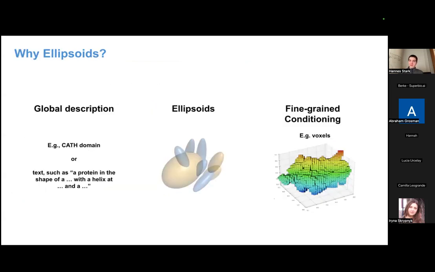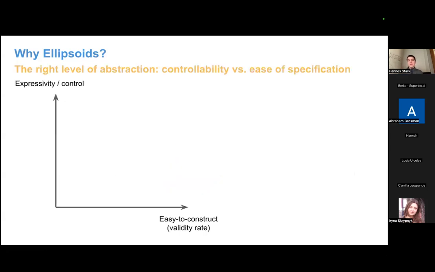Okay, but then why do we specify the stuff as ellipsoids? Our argument is that this is a nice trade-off between very fine-grained specifications of a 3D layout and very coarse-grained global specifications. In the middle of this, there are ellipsoids that are the right trade-off between expressivity, so that you can still do what you want, and being easy to construct, so that you as a human are still able to specify it.